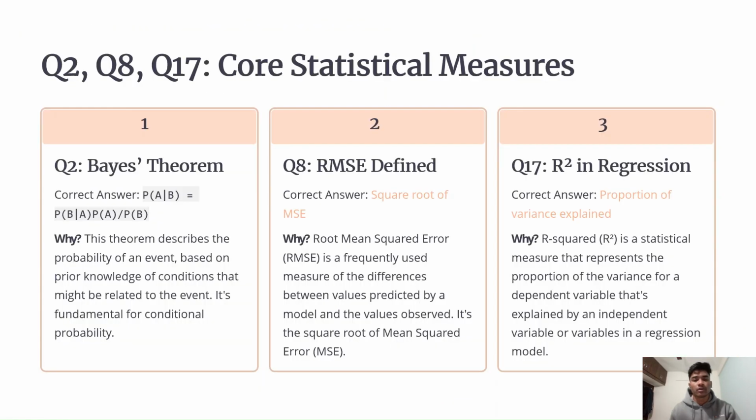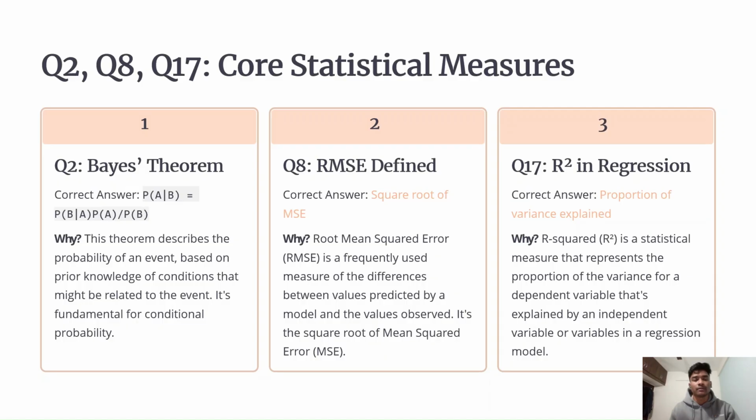Let's move on to question number 2, 8, and 17, based on statistical measures. Question number 2 is based on Bayes theorem. The right answer for this question is the formula of Bayes theorem basically. So P of A given B equals probability of B given A multiplied by probability of A, whole divided by probability of B. So it helps us update our beliefs based on new information, just conditional probability made smarter.